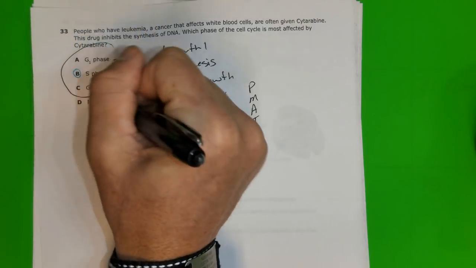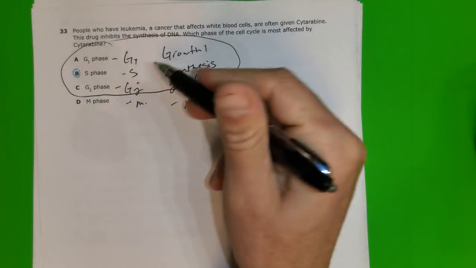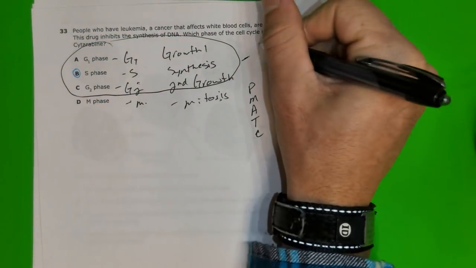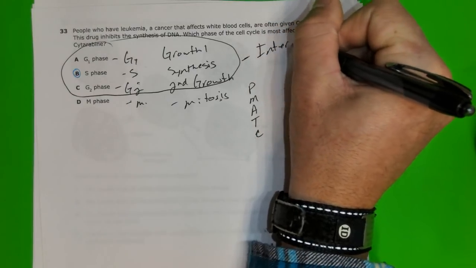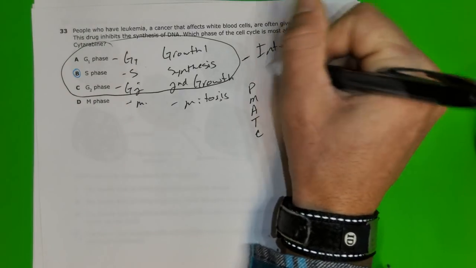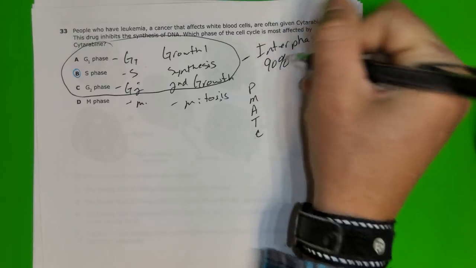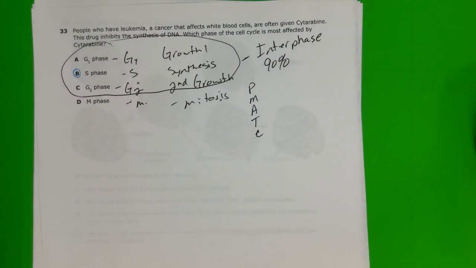These three phases, G1, S, and G2, make up a phase called interphase. It's a phase that isn't typically listed, but it's where a cell spends 90% of its life, just growing, being a cell, getting bigger, getting its DNA, getting all the information that it needs to be successful.